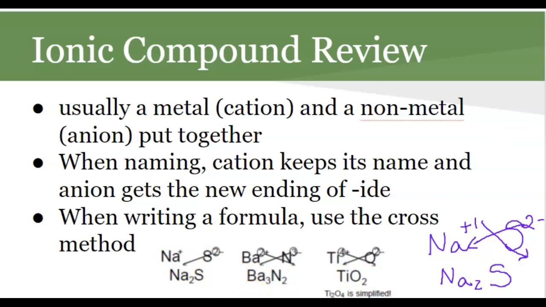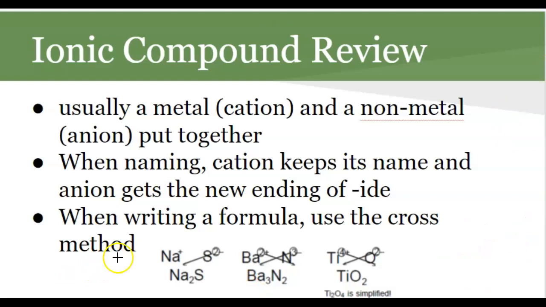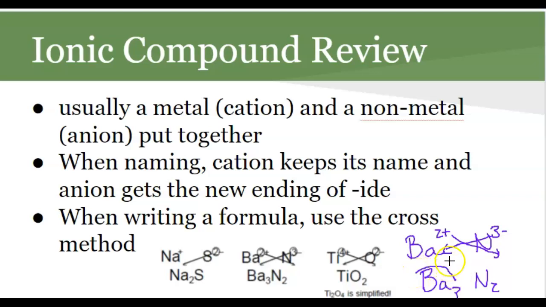If I want to do the same thing for Ba and N, Ba has a 2+ charge, but N needs 3. So this one's an even crazier one. So what you end up doing is you just crisscross the superscripts. If I want to make it even, I'm going to need 3 of these and 2 of these. So collectively, 3 of these will give a +6 charge, and 2 of these will give a -6 charge total. And therefore, they're balancing out.